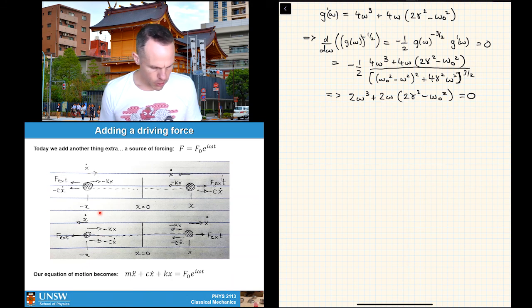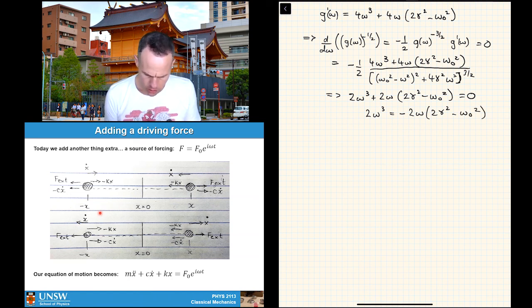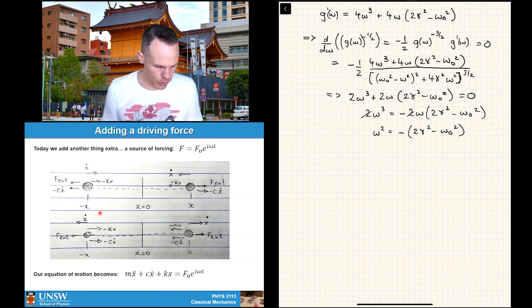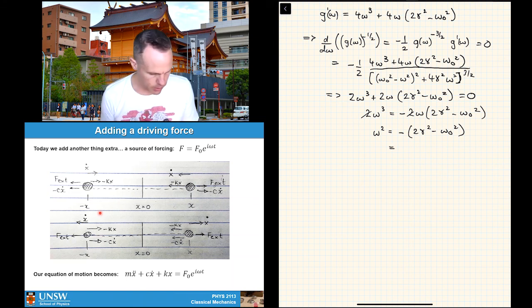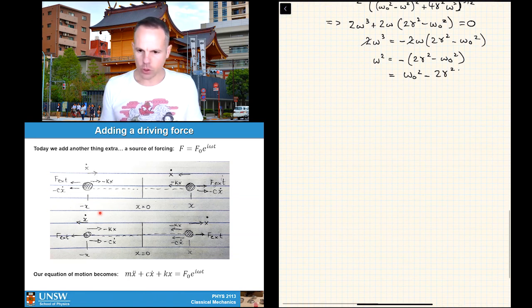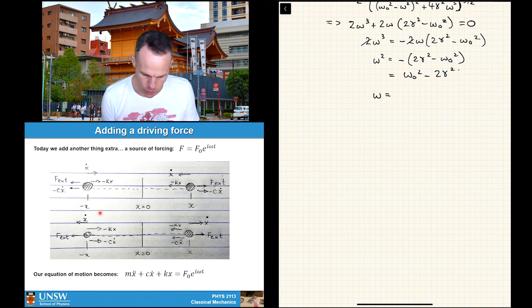And then of course we can, let's see here, what can we do? We can go 2 omega cubed is equal to minus 2 omega 2 gamma squared minus omega naught squared just here. We can cancel out the 2, we can cancel out one of the omegas, so this is now omega squared is equal to minus 2 gamma squared minus omega naught squared. And of course we no longer need to keep the term in the end in brackets, so this thing can basically become omega naught squared minus 2 gamma squared up here, okay? And then of course we have to take the square root of this thing, so omega is equal to the square root of omega naught squared minus 2 gamma squared.